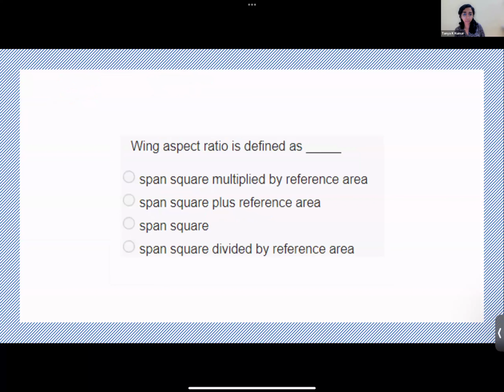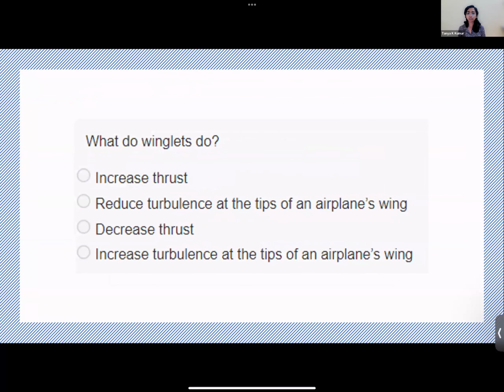Okay, going back. Wing aspect ratio is defined as span squared divided by reference area, right? We've done this multiple times, so it's just b squared by S. Okay. What do winglets do? Increase thrust, reduce turbulence at tips of an airplane's wing. Decrease thrust, increase turbulence at the tips of an airplane's wing.